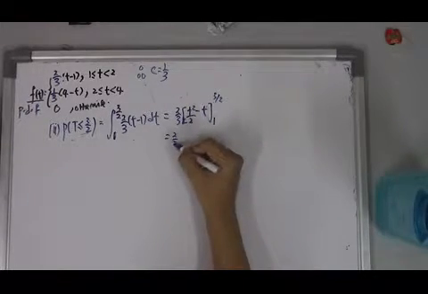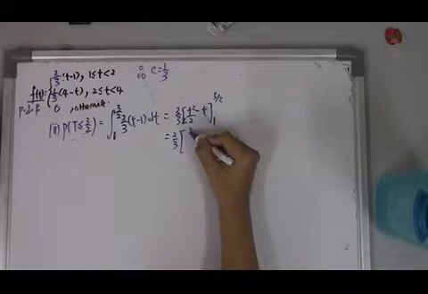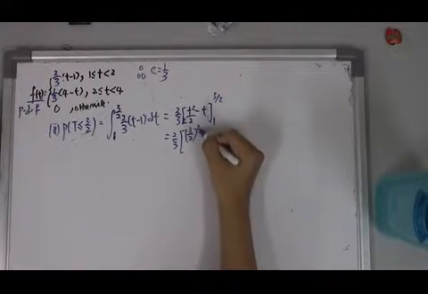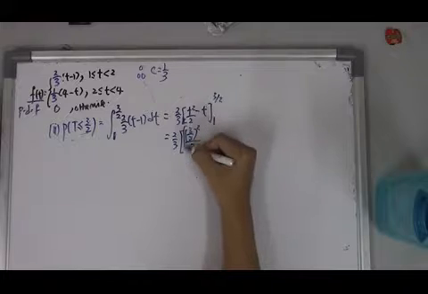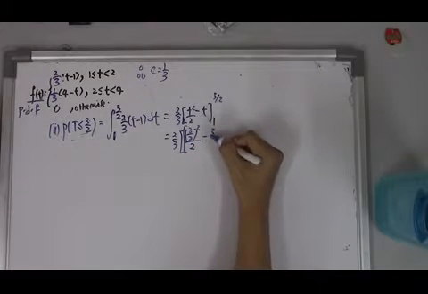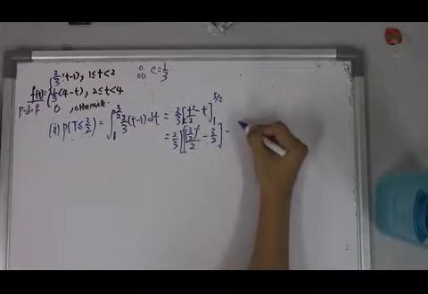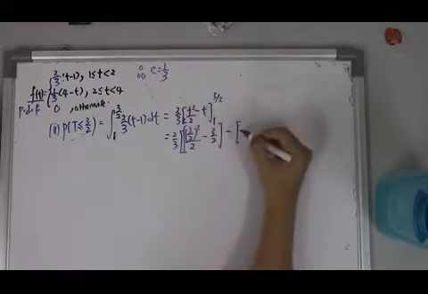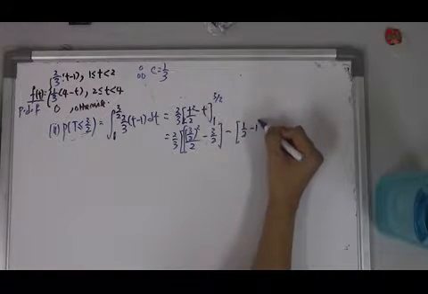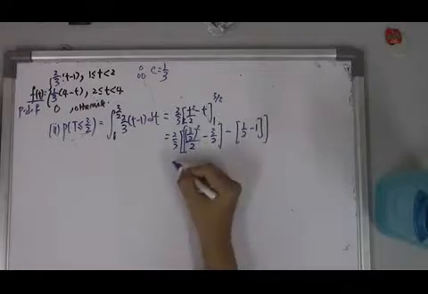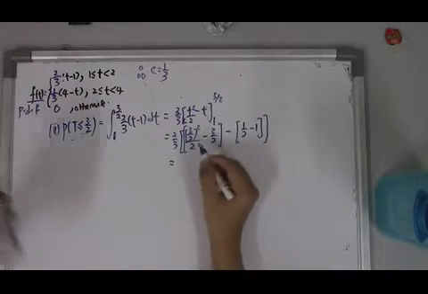So it becomes 2 over 3 times (3 over 2) squared divided by 2, minus (3 over 2 minus 1), minus 1 squared over 2 and 1 over 2 minus 1, everything. Alright, so you get the probability.